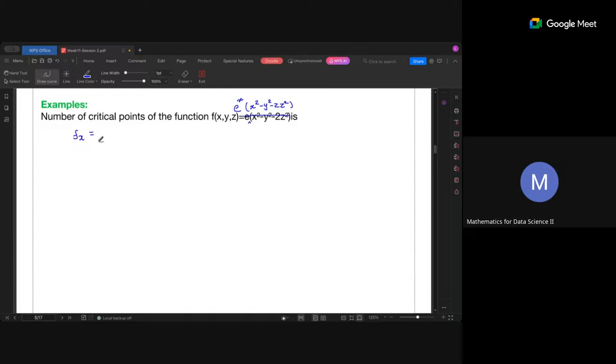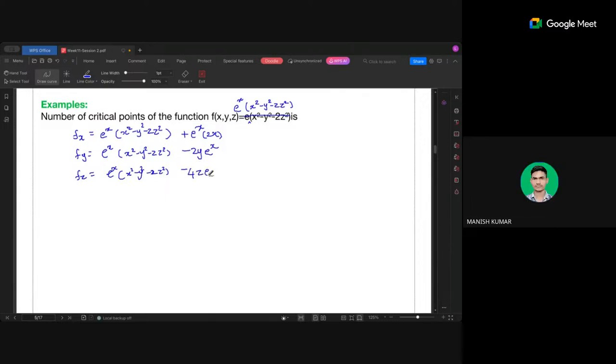So now what is your fx? You have to apply the product rule. If you apply the product rule, the derivative of the first term is the same, so you get e power x square minus y square minus 2z square. Now keeping e power x as it is and differentiating this term with respect to x, you get 2x. And now fy: the first term is going to be the same. What is the second term? Minus 2y. And what is the third term? The first term is the same, and minus 4z into e to the power x. So these are your fx, fy, and fz.